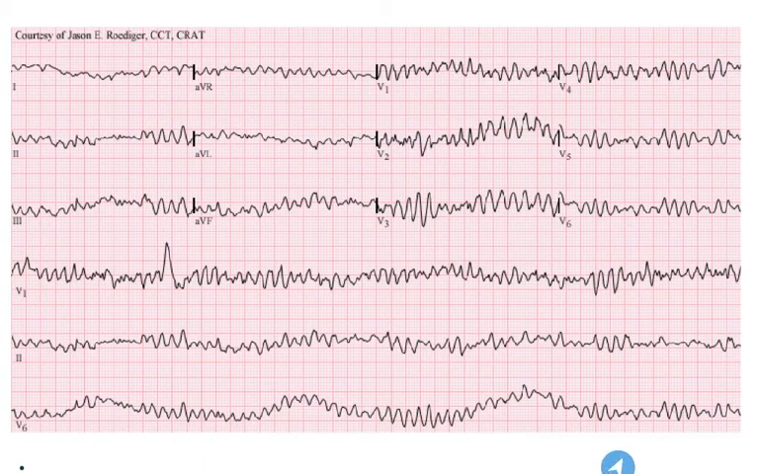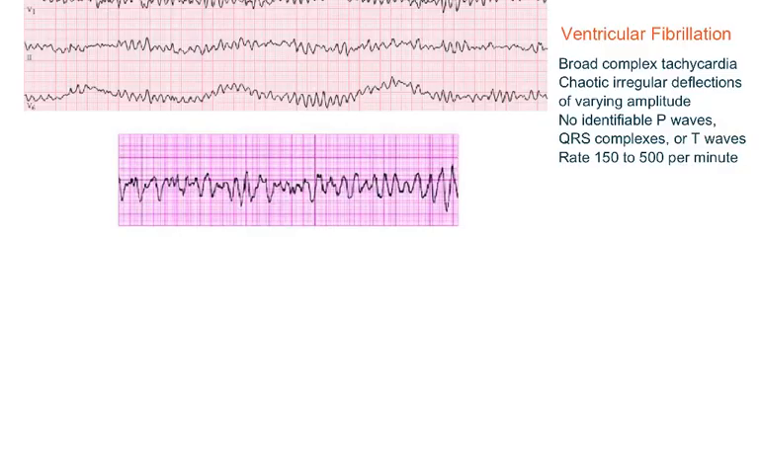It's tachycardia. The rhythm is very irregular. You cannot really identify P, QRS, and T waves. The QRS complexes which you see are broad complex, and they're of different size and amplitude in all the different leads. So this is basically ventricular fibrillation.